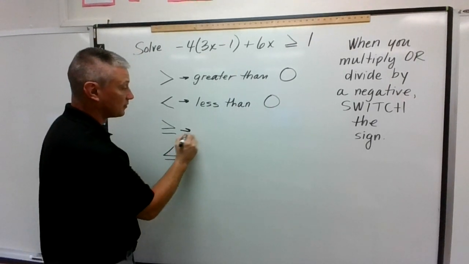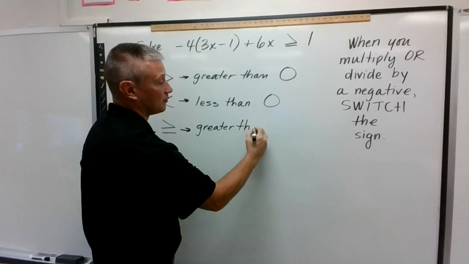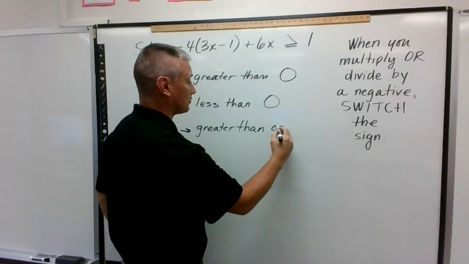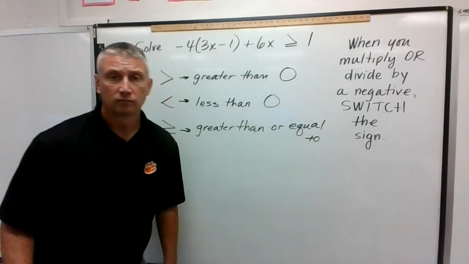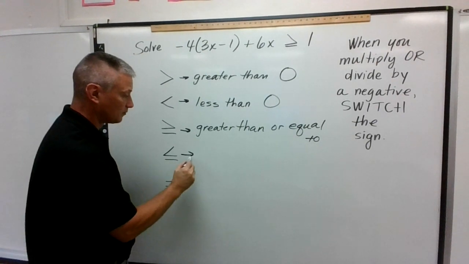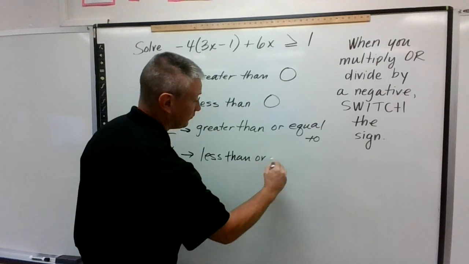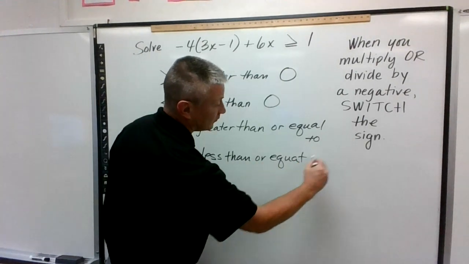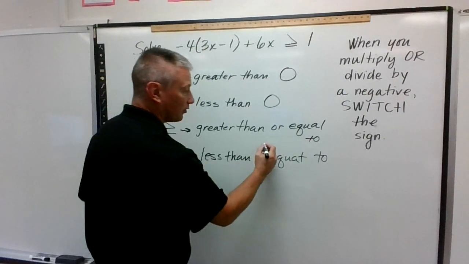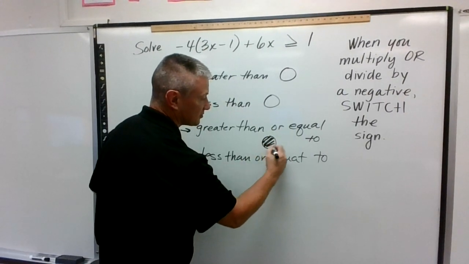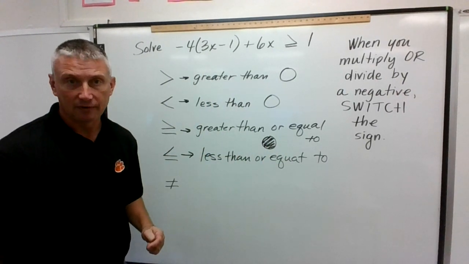This one is greater than or equal to. This one is less than or equal to. And both of these will be graphed with a closed circle, which means you'll have a circle and that circle will be shaded in. So I just kind of ran those two together right there.